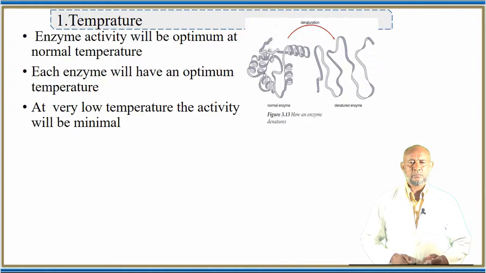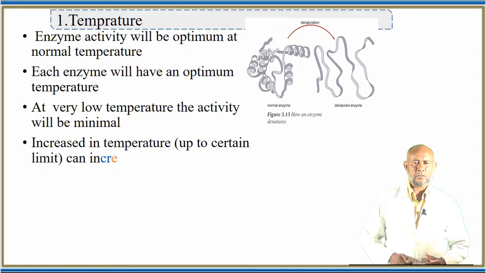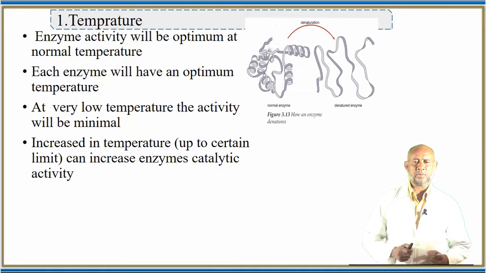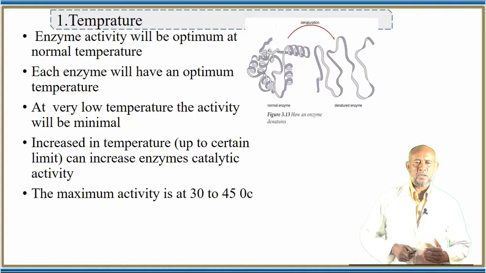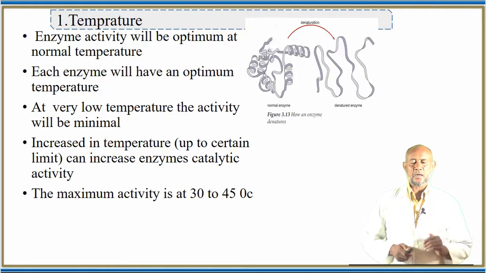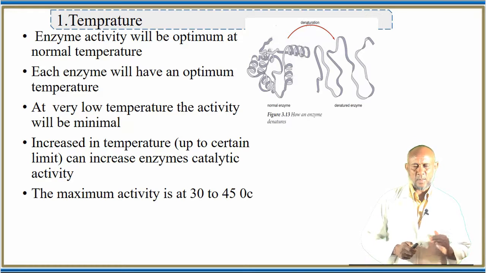At a very low temperature, the activity will be very minimum. And increasing the temperature up to a certain limit can increase the catalytic activity of enzymes, but only to a certain limit. If the temperature is raised beyond that limit, the activity diminishes or slows down, because the maximum activity is between 30 to 45 degrees centigrade. The maximum enzymatic activity is between these two temperatures.